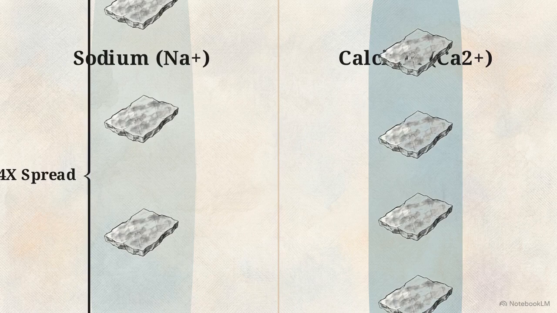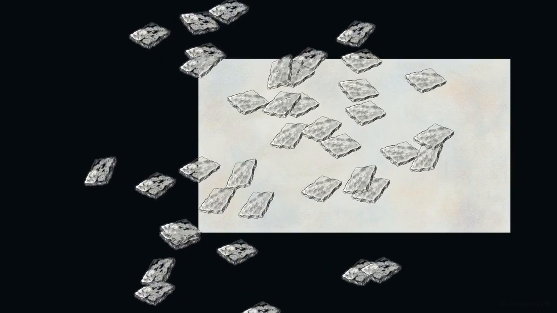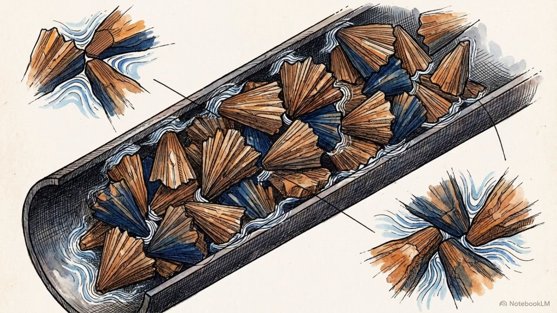This extreme separation in the sodium clay multiplies both the total surface area and the number of independent particles suspended in the fluid. More surface area means more physical friction between the fluid and the solid particles as they move past one another.